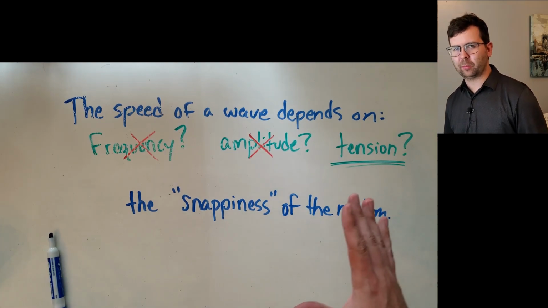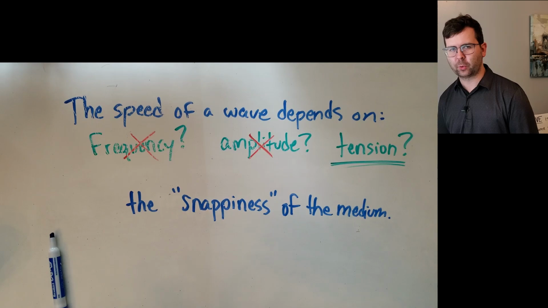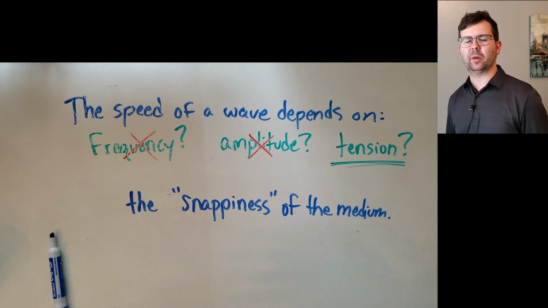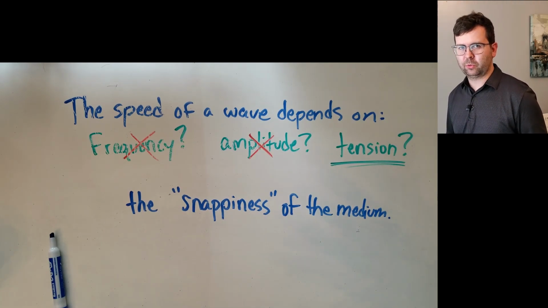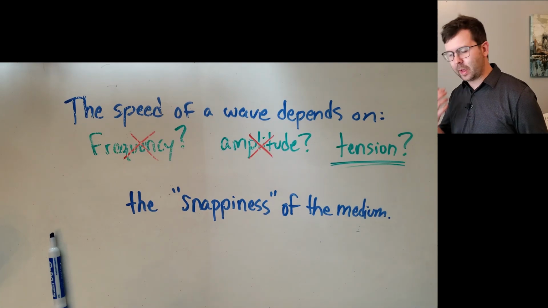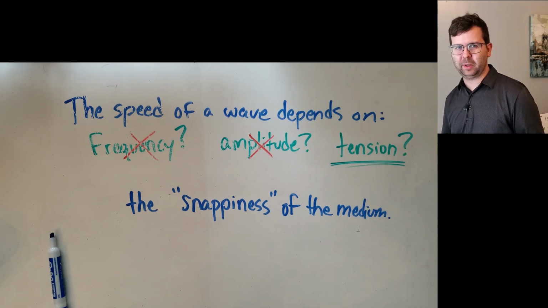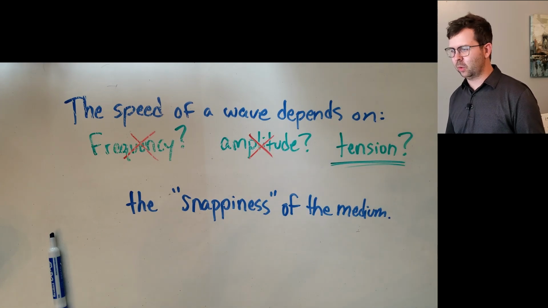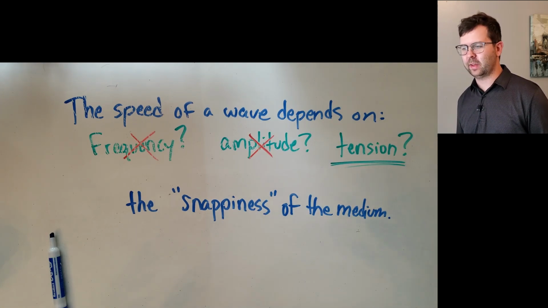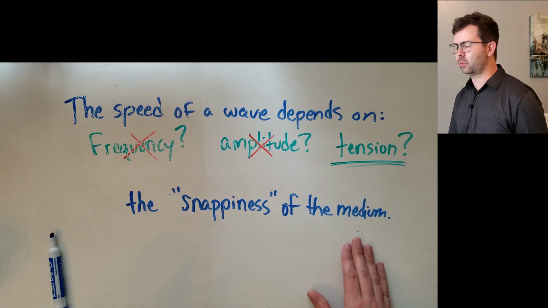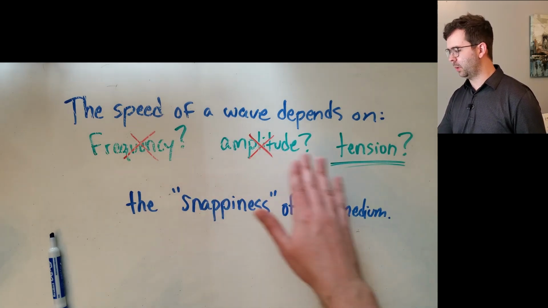If you disturb something and it snaps back into place quickly, then that means the wave is going to move quickly through that surface or that material. The snappiness of a medium tells you how tightly bound the different parts of the medium are. So if you disturb one piece of it, the rest of it is going to follow that disturbance and pass on that disturbance. So the snappiness of the medium will tell you the speed of the wave.